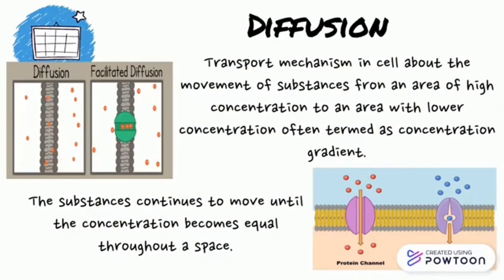Diffusion is a passive process of transport. A single substance tends to move from an area of high concentration to an area of low concentration until the concentration is equal across the space.